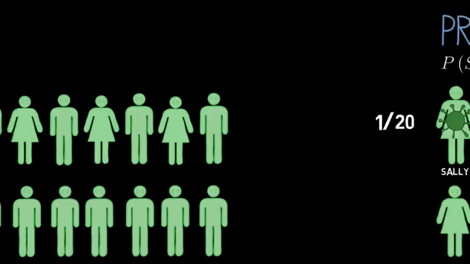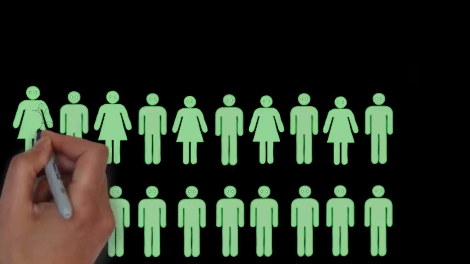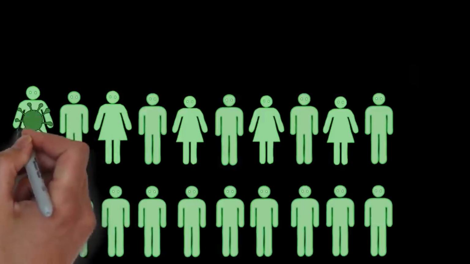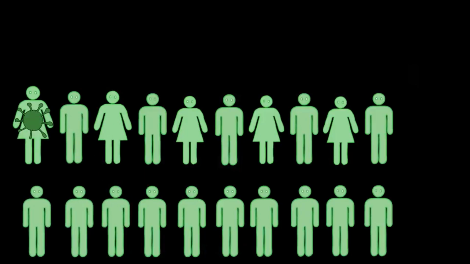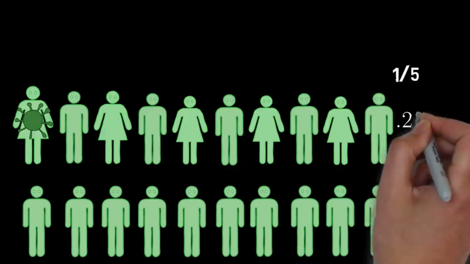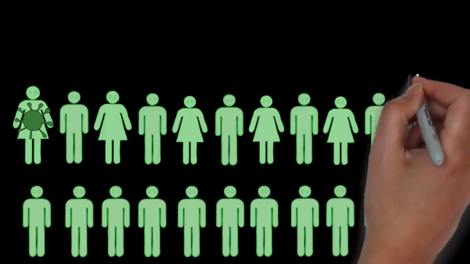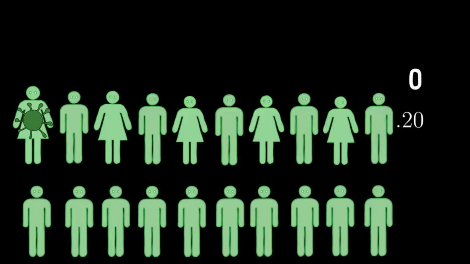Suppose now that there are 5 girls and 15 boys in the class. Now, you don't know whether the class's flu patient is a boy or a girl, but if you were to find out that the patient was a girl, your probability that Sally has the flu would go up to 1 in 5, or 20%, or 0.2. On the other hand, if you were to find out that the patient was a boy, your probability that Sally has the flu would go down to 0.